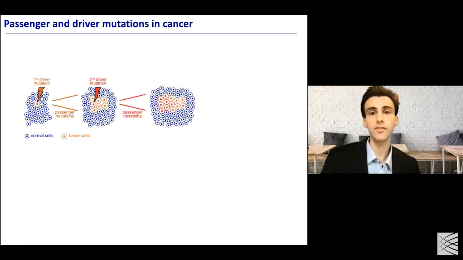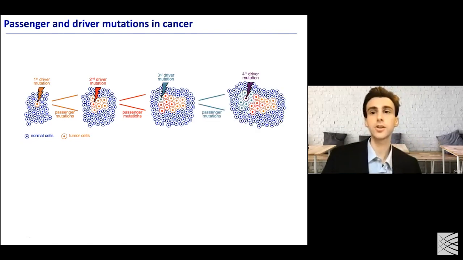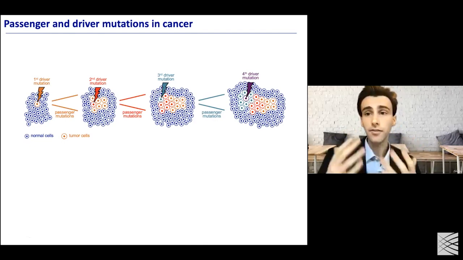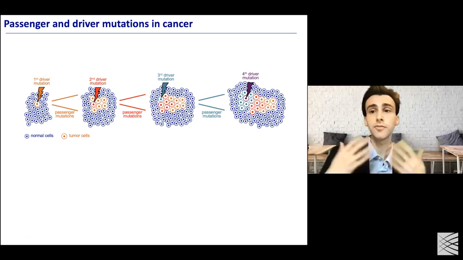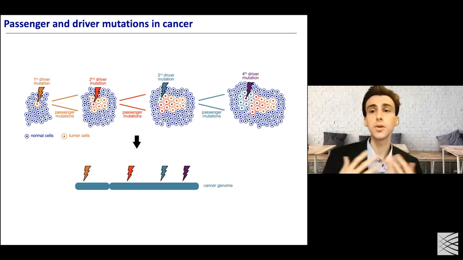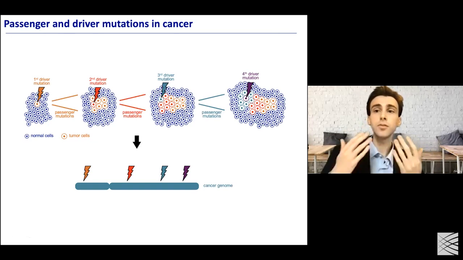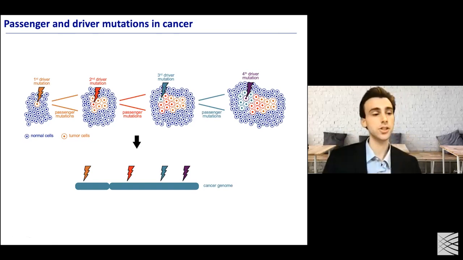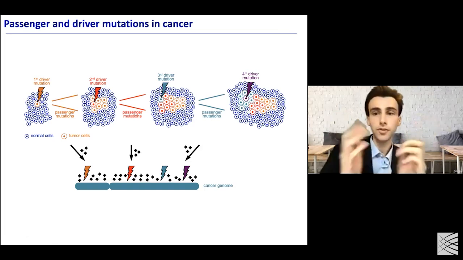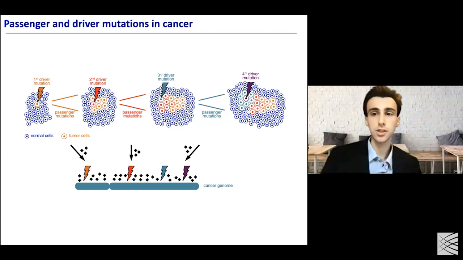And each of those driver mutations gives the cancer some survival or proliferation advantage to proliferate over its normal tissue. But as you probably also know, this is just part of the story, because with every driver mutation event, there are plenty of passenger mutations. Actually, most of the mutations that we see in cancer genomes are passenger mutations. So if you want to pinpoint those mutations in cancer genomes that are functionally important, it becomes like searching for a needle in a haystack, because you have your few driver mutations, but most of the mutations are passenger mutations.